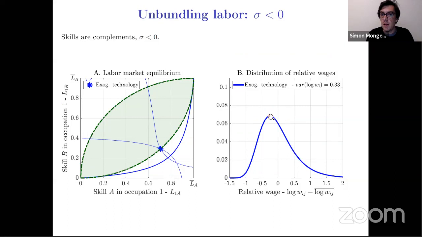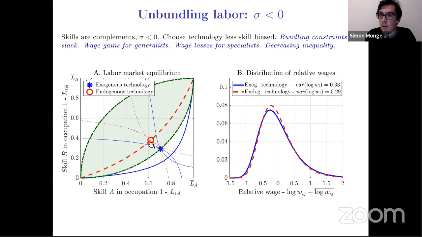For low skill occupations, this can unbundle. Right? So you actually move away from the corner and you choose a technology which kind of ensures against the weak links in your production function. And so if you're biased towards skill A, when skills are complements, you want to ensure the machine against shortfalls in skill B. So when skills are complements, the equilibrium endogenously unbundles, right? We get to a point where workers are indifferent across different occupations, and within occupation inequality falls.